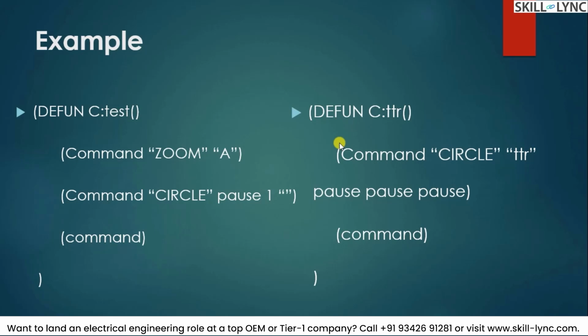So you can define this. And when TTR is executed, it will automatically go into that. What happens is, TTR is the function name that you are calling. But once you call it, the sequence of commands that happens is it will execute the command circle and then type TTR as a string into its selection option.